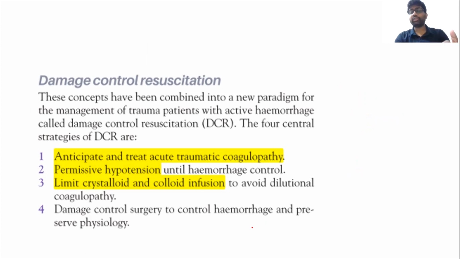Now there are various components of DCR that have to be very clear from the MCQ point of view. The first thing is about this acute traumatic coagulopathy. This is very important. The first component is to correct the coagulopathy. And how do we correct this coagulopathy? We're going to come to this over time. But the first thing is you have to understand that we have to allow permissive hypotension. That means we have to do the resuscitation keeping the blood pressure not too high, not too low, up to an optimum level so that the patient does not start bleeding more.